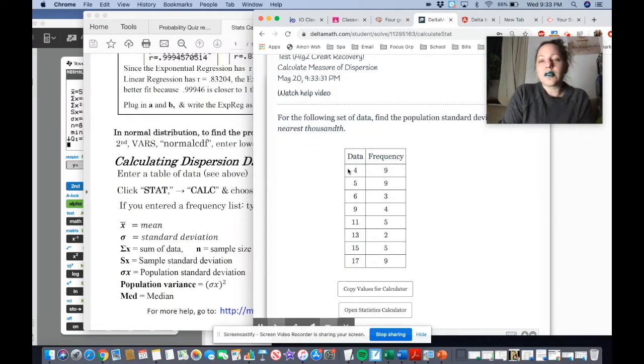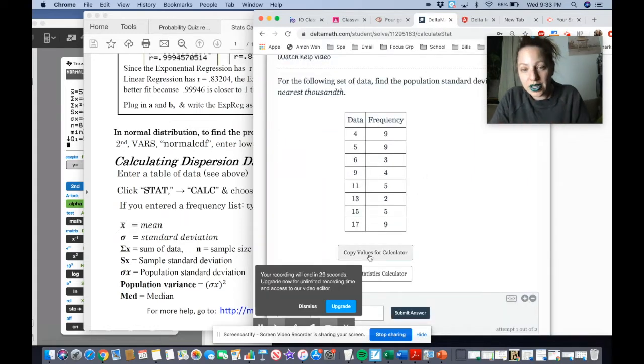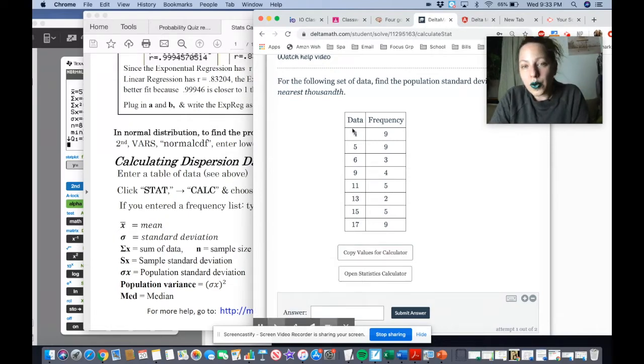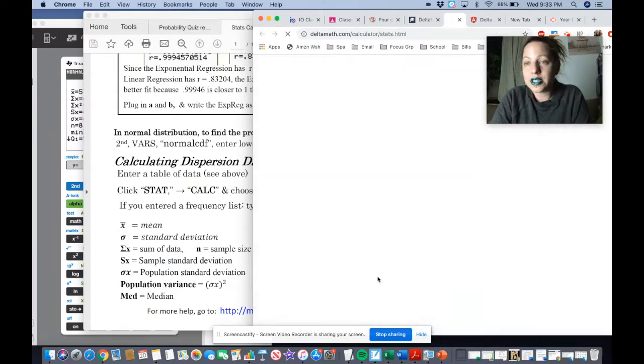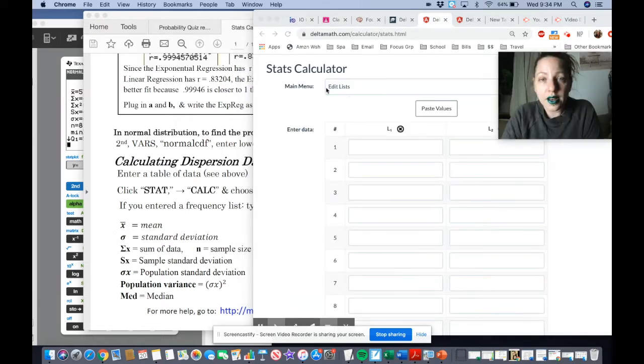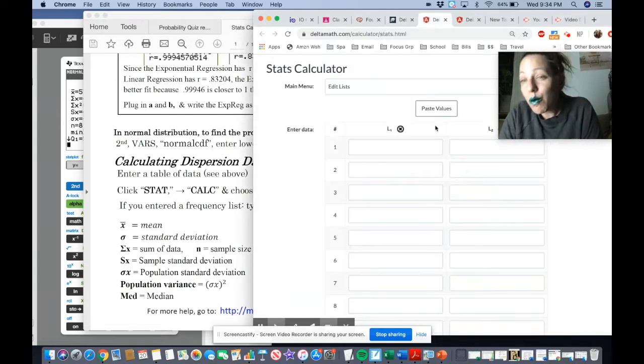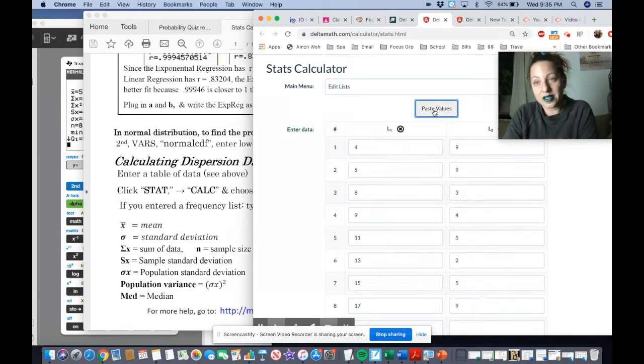Okay. Measures of dispersion. So the first way I'm going to show you how to do it is with the calculator in Delta Math. So what's awesome is that it copies everything for you. The first thing you want to do is you want to copy all of this data. So we can just hit copy values for calculator and then open statistics calculator. And it popped up right here. Now you can go through and you can type in every single number that you see here, or we can do the cheater way and just hit paste values. And the computer does it for us.